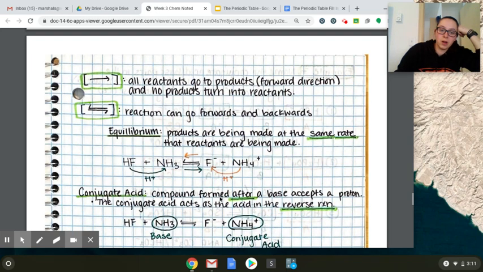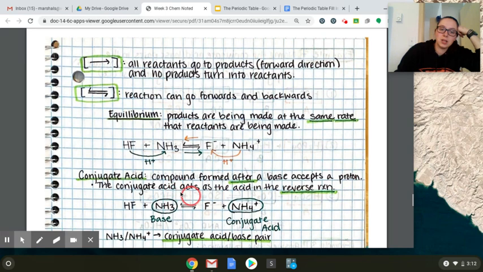The first one is called a conjugate acid. A conjugate acid is a compound formed after a base accepts a proton. The conjugate acid acts as the acid in the reverse reaction. So if we reverse this reaction, we go backwards, NH4+ is donating its proton. That is acting as an acid, but it came from a base. So if I look here, here's my base, NH3. It accepted its proton, and now it's made NH4+. NH4+ is my conjugate acid because if I reverse this reaction going this way, it would donate a proton to F-, the fluoride ion, and make HF.